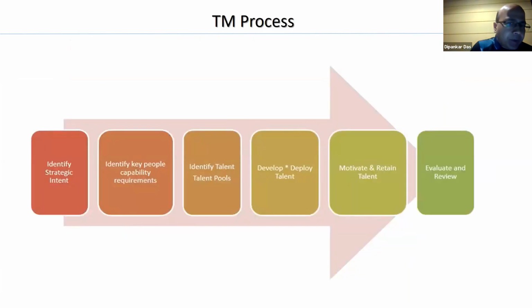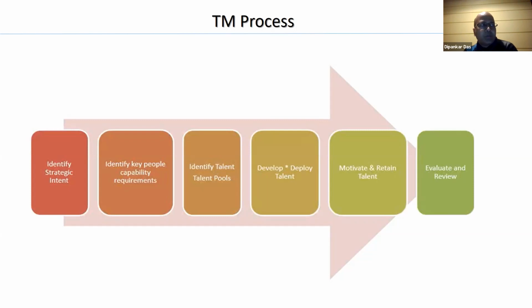So moving from the framework, this is what the process really looks like in terms of how we manage talent. First of all, it really starts with the strategic intent. Without the right intent, I don't think anything can happen. The intent has to be strategic. It can't be transactional. Next, once you're clear that you want to nurture X number of people in X departments in X number of talent pools, then you identify the key capabilities that are required.